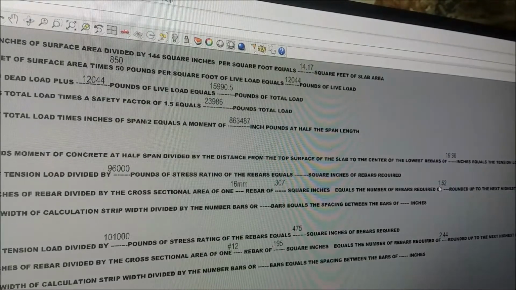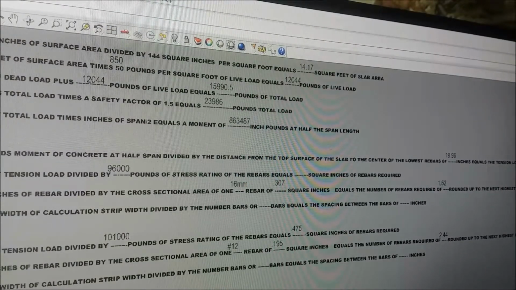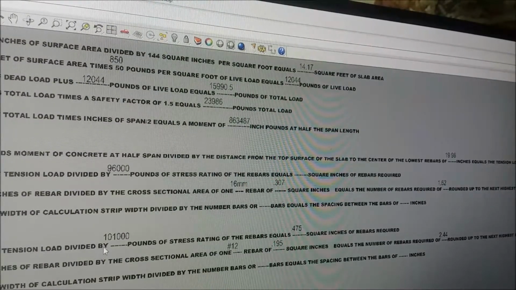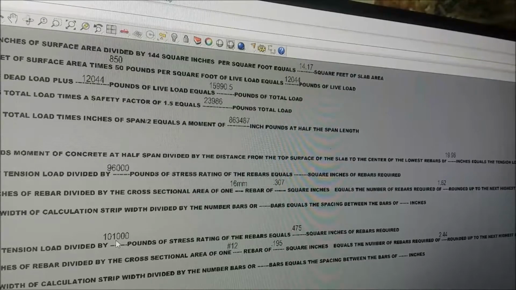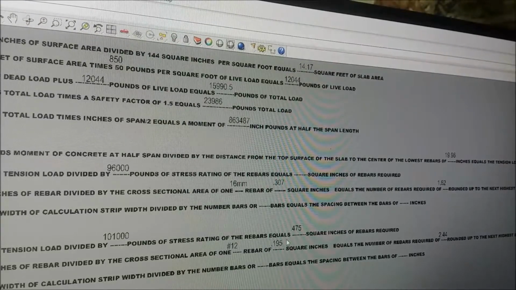Now we're going to do the same calculation with a smaller rebar. We're going to go 47,998 pounds of tension divided by 101 K, yeah, K101 pounds of stress rating, equals 0.475 square inches.